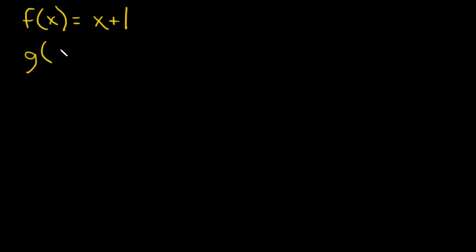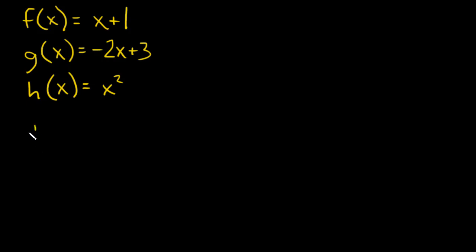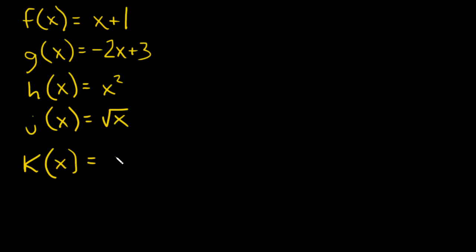G of x is going to equal negative 2x plus 3. And then let's go with h of x is equal to x squared. J of x, I know, is equal to root x. And finally, k of x is going to equal x cubed plus 2x. Okay? So now let's try f of g of x.